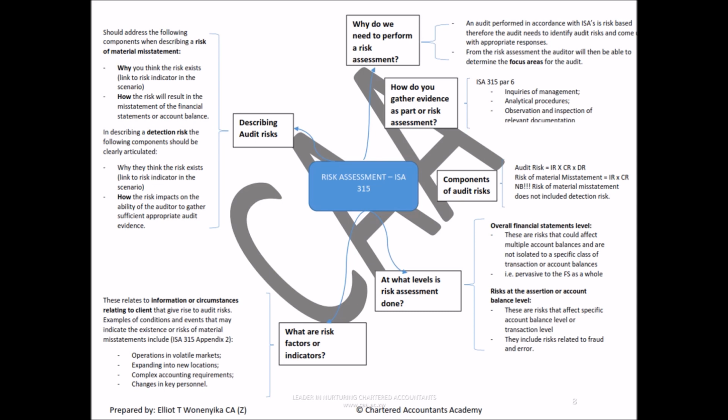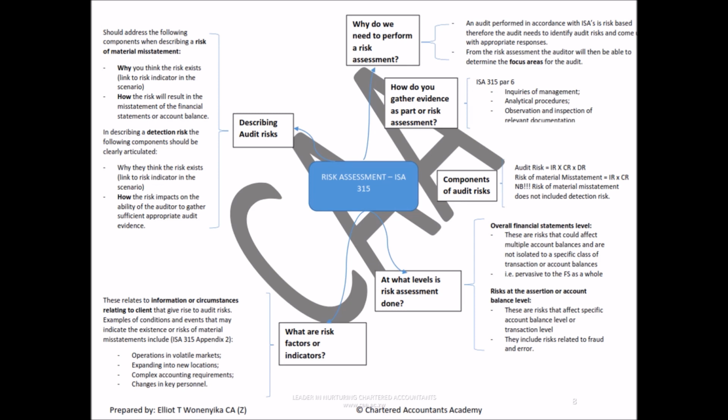give you a refresher of the key issues around risk assessment. Why do we perform risk assessment? What are the components of audit risk? At what level is risk assessment done? At assertion and at overall. And what are the risk factors or indicators? How do you pick them from the case study? Once you've got all these things, how do you describe audit risks within an exam context or even in practice?